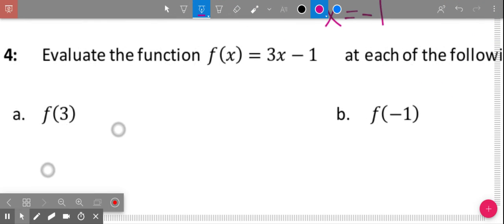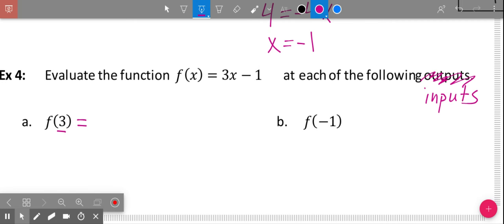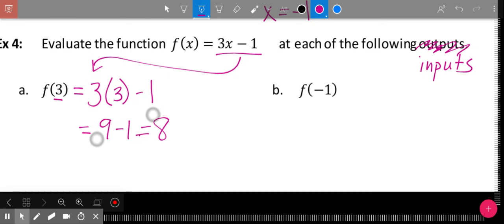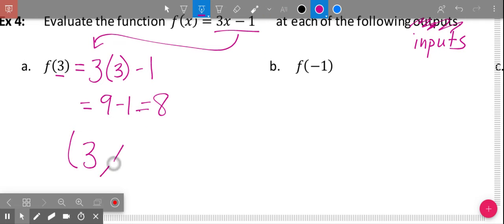Here we have 3. That's going to be my input. So this is going to be equal to, I just bring down my function, 3 times, instead of an x, it becomes a 3 minus 1. So 3 times 3 gives me 9, minus 1 will give me an 8. So my final answer will be 3, 8.